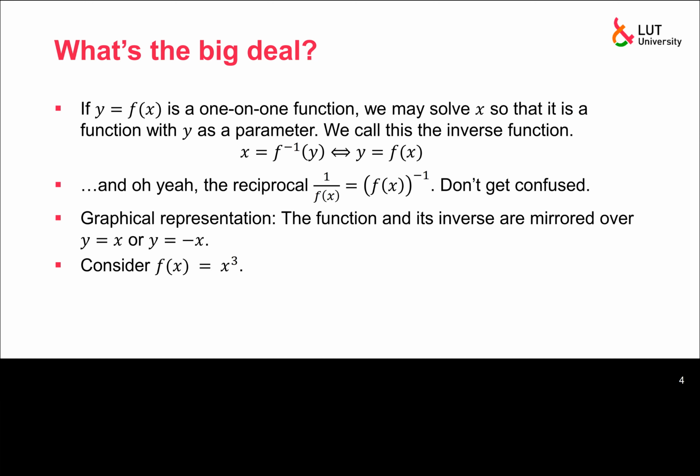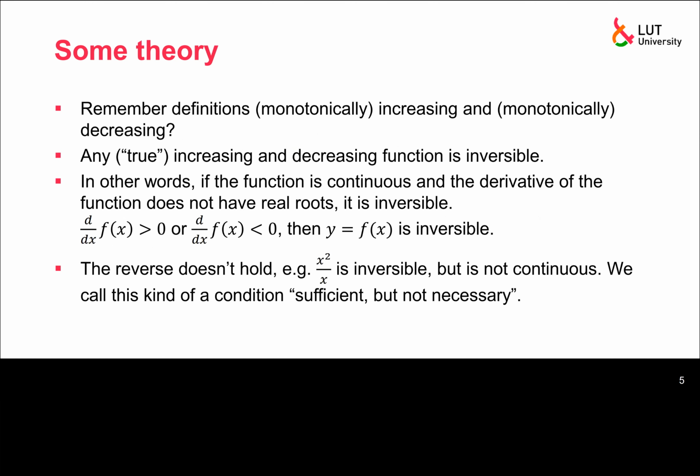So yeah, all monotonically increasing and monotonically decreasing functions are invertible. If it's continuous and the derivative of a function doesn't have a real root, it's invertible. So that's one way to check, if you can differentiate it. And if the derivative does not have a real-valued root, we can invert it.